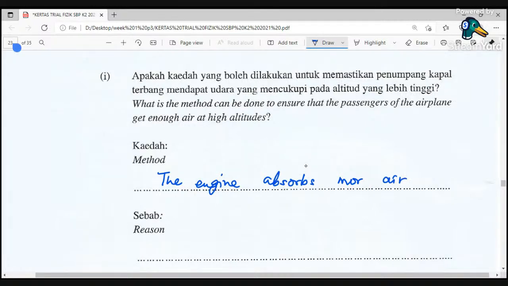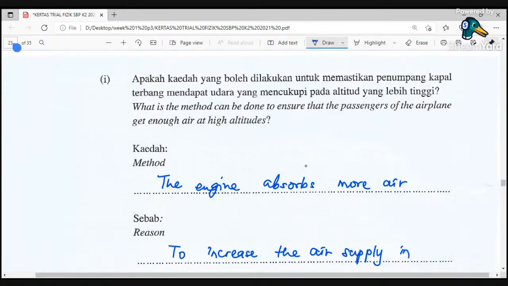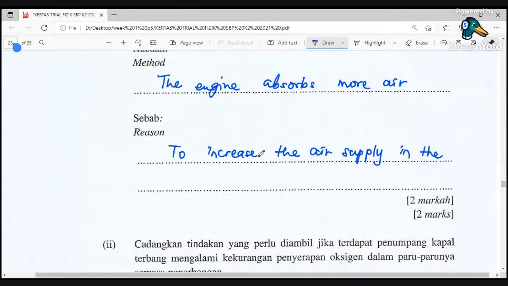Okay, reason: to increase the air supply in the cabin. Okay, nak menambahkan jumlah udara supaya tak ada sesak nafas. Rate of breathing will increase if not enough air. Okay.